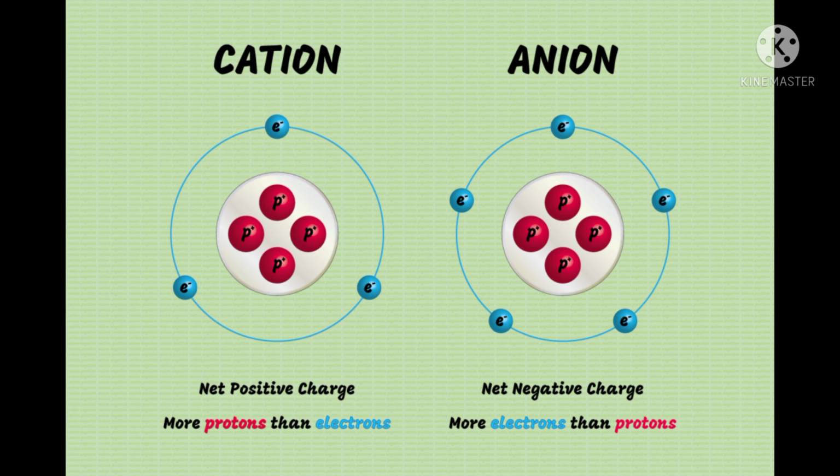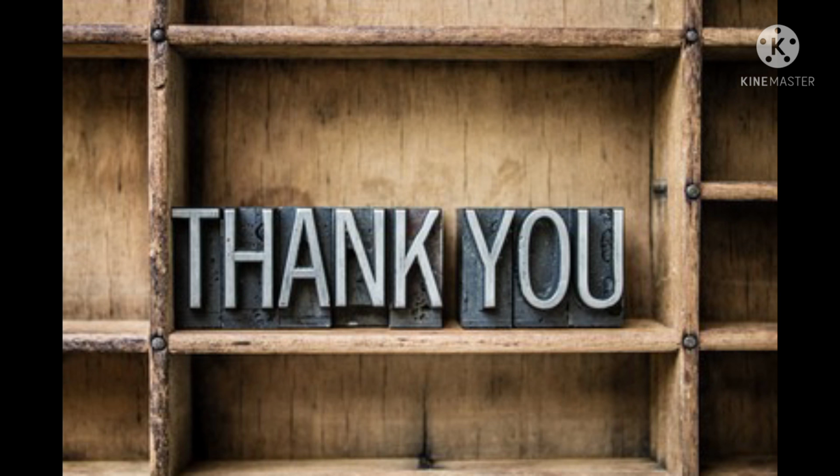Metals form cations and non-metals form anions. Cations consist of more protons and anions consist of more electrons. Here, metallic and non-metallic character of elements is completed.